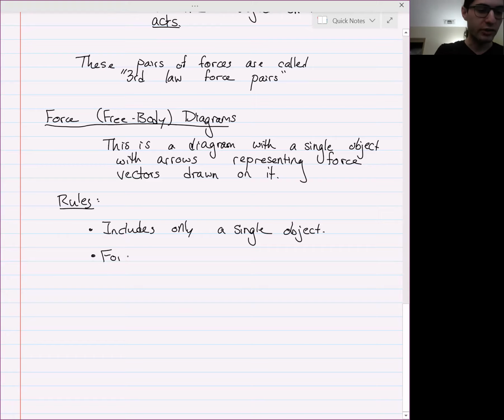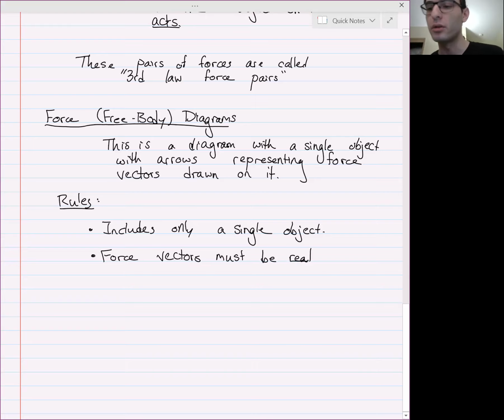There are force vectors, and those force vectors must be real forces. Force vectors must be real. So you're going to hear things like centrifugal force or something like that. You may have heard that that's not a real force, and it's not. So you wouldn't include that on a force diagram.